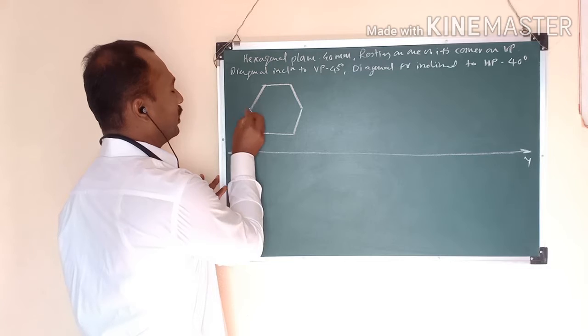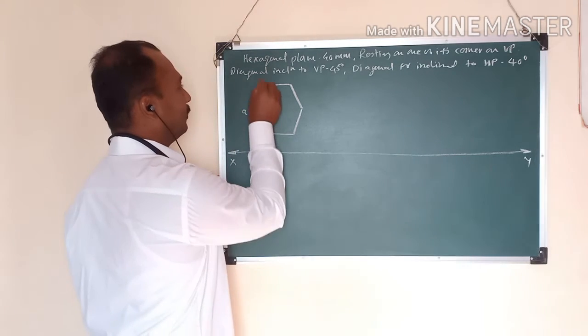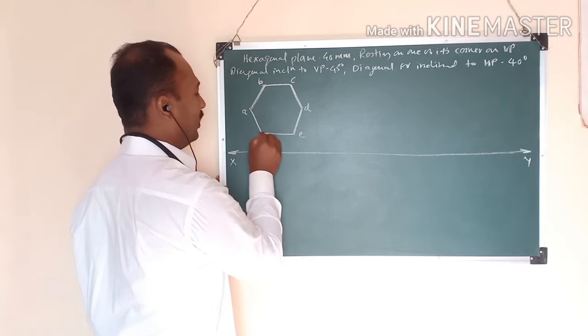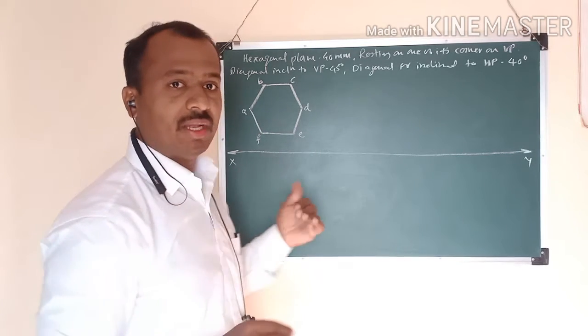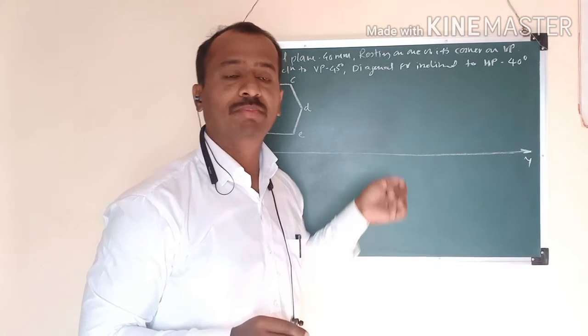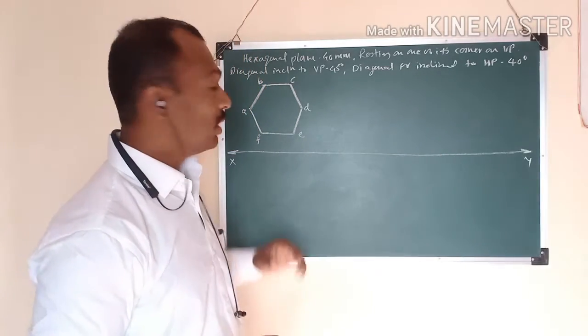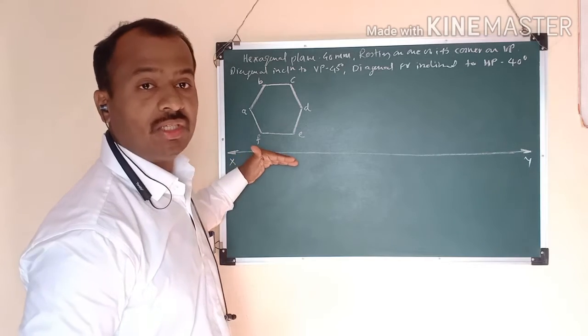Assign the point names to this, say A, B, C, D, E, F. आप कौन से भी नाम दे सकते हैं. You can assign the point names as P, Q, R, S, T or anything that you want. So assign the point names to this. Now project all those points in the top view.